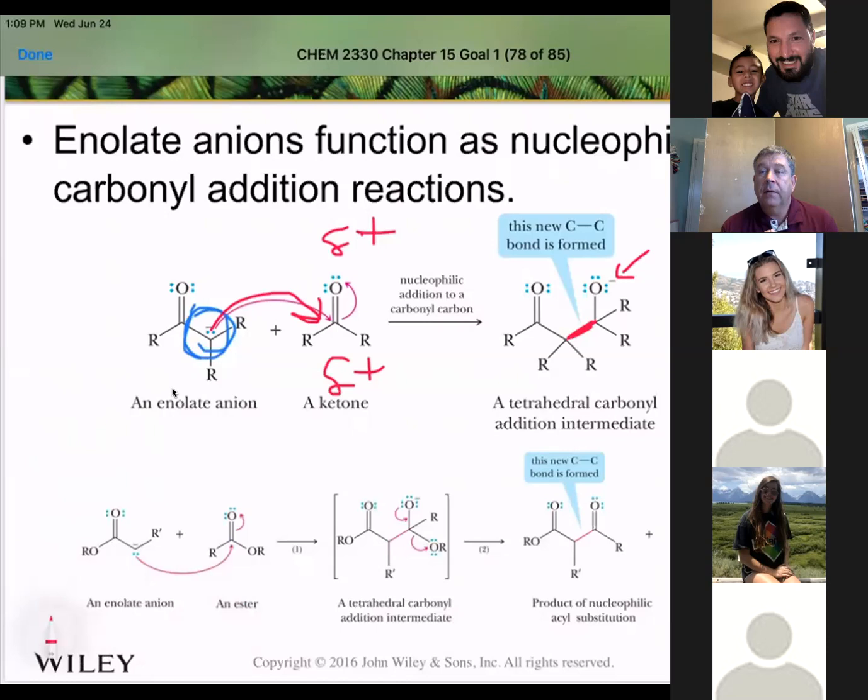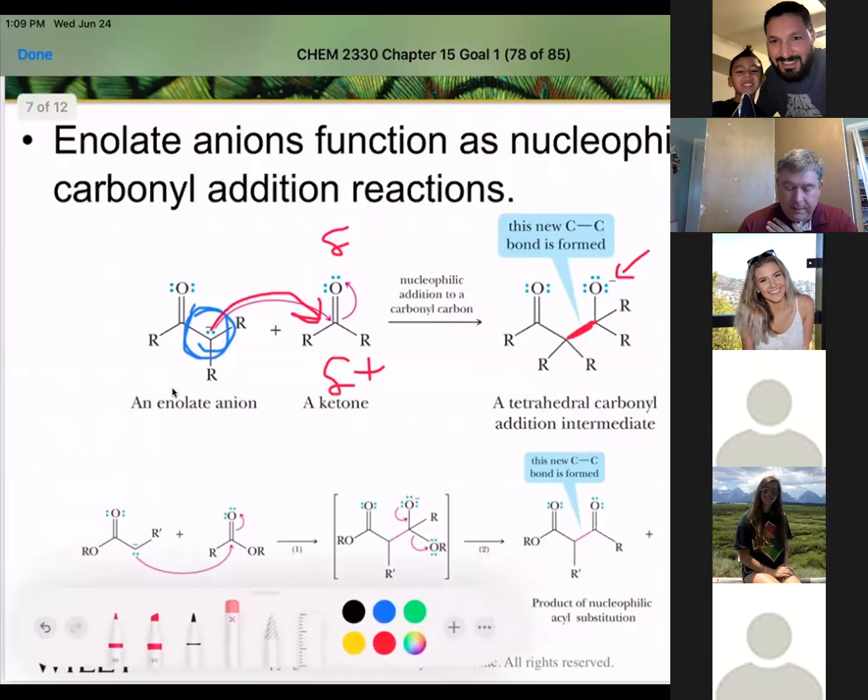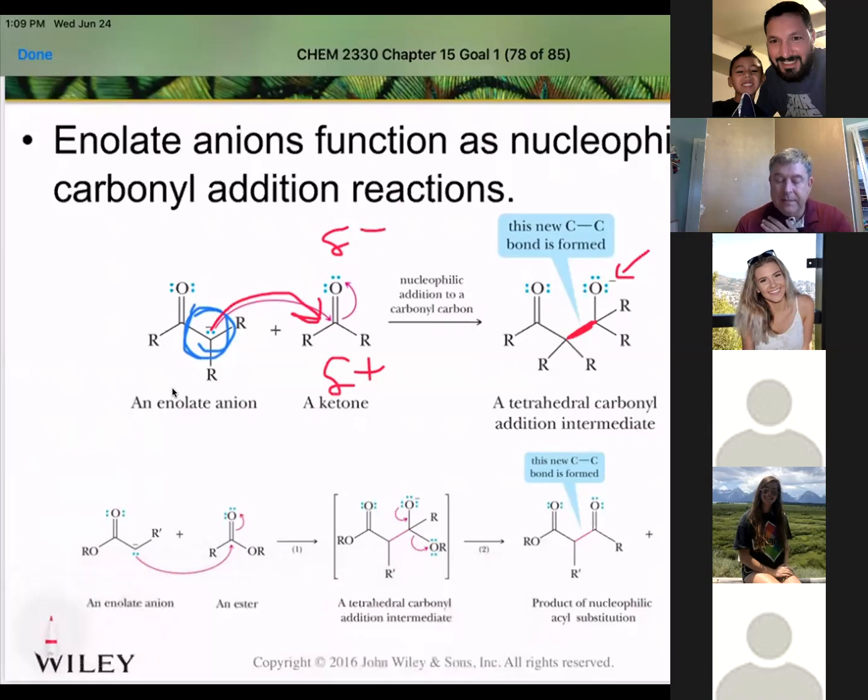Was the top part of the ketone supposed to be partially negative? Oh, yes, you are right. Let me erase that. Again, my pen is lagging a little bit there. So the oxygen was partially negative. When we generate the new sigma bond, it is now fully negative. Okay. So that's what happens when we have that enolate ion attack a ketone.